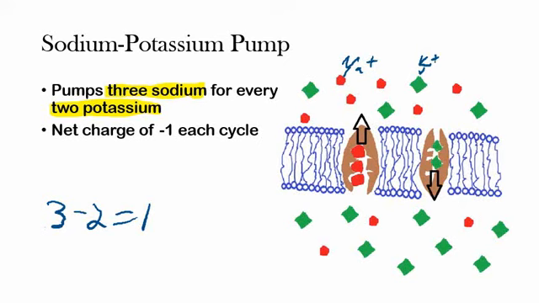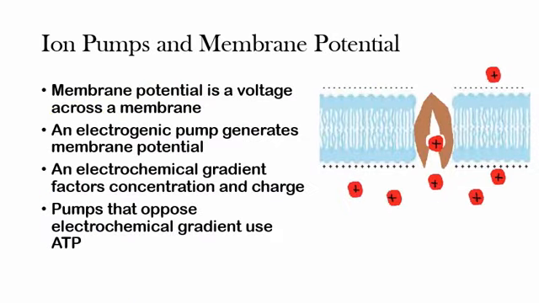So you can see that it is generating some sort of charge. And what this will do is it'll create a membrane potential, which we're going to be talking about in our next slide. Now, membrane potential is essentially a voltage across the membrane. A voltage, if you know, is a separation of charges. So a membrane potential is when there's some sort of separation of charges across a membrane. Maybe one side of the membrane is a more positive side, and then the other side of the membrane is more negative.